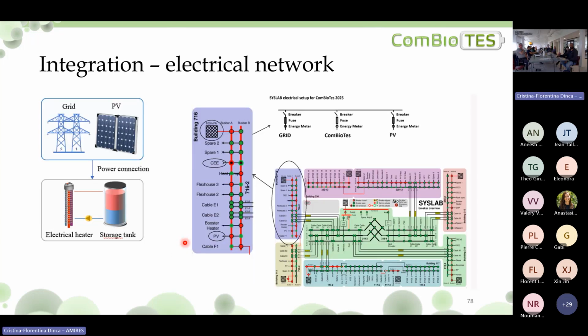This shows the integration of this prototype within the electrical network that we have at our research facility. Basically, it has two electrical power sources. We can directly import electricity from the grid or from the local PV that is produced for heating the storage tank.